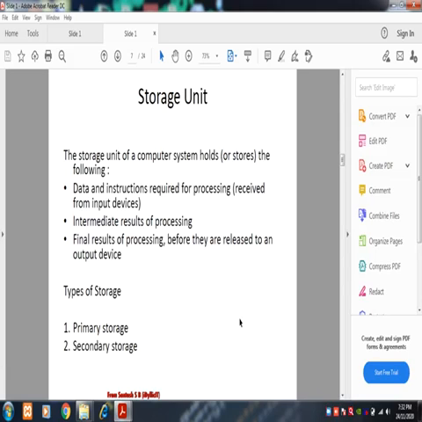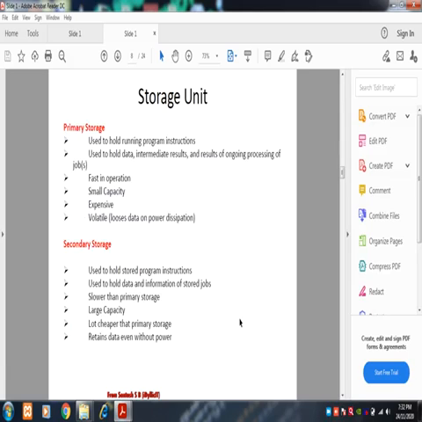I already told you that there are two types of storage, primary storage and secondary storage. We'll discuss them one by one. First, primary storage: what is its task? It is used to hold running program instructions temporarily. It is used to hold data, intermediate results and results of the ongoing process of jobs. Your computer runs some jobs, which is where the operating system concept will come in. So it holds the temporary data and intermediate results and the results of ongoing jobs.